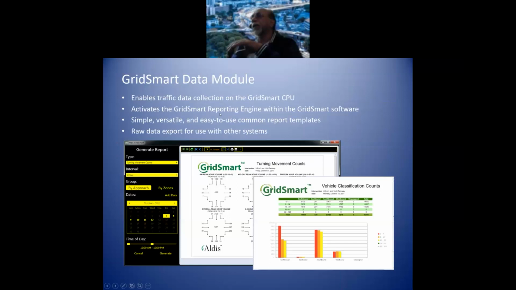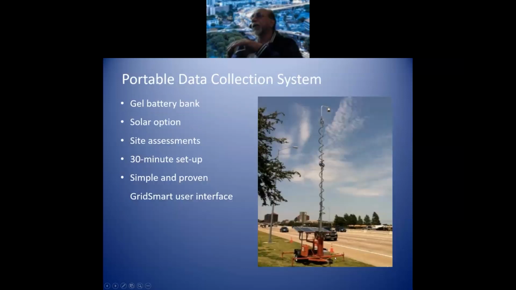The other advantage is it enables traffic data collection. It activates a reporting engine within the grid smart. This comes with the software and all. It can give you data in different forms, and you can also use it on the highway if you want. This is how the system works. You have a camera at a height, from which you will see the vehicles going on the highway, and you can have it on a tripod or a strong trailer, and using solar panel you can power it, and then you can set it up and collect the data at the road section as you do at an intersection.